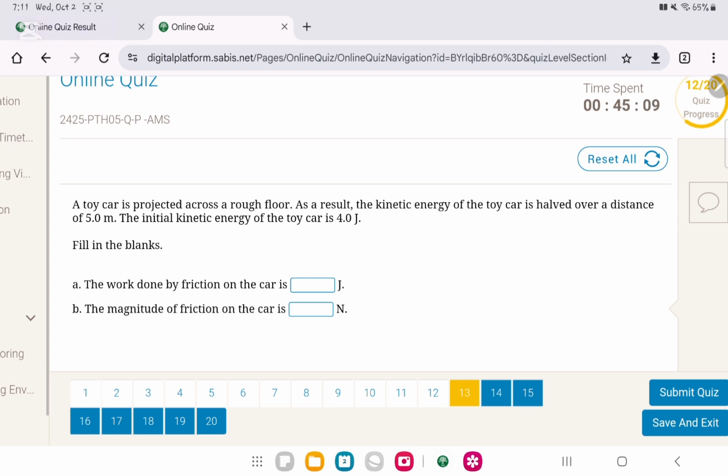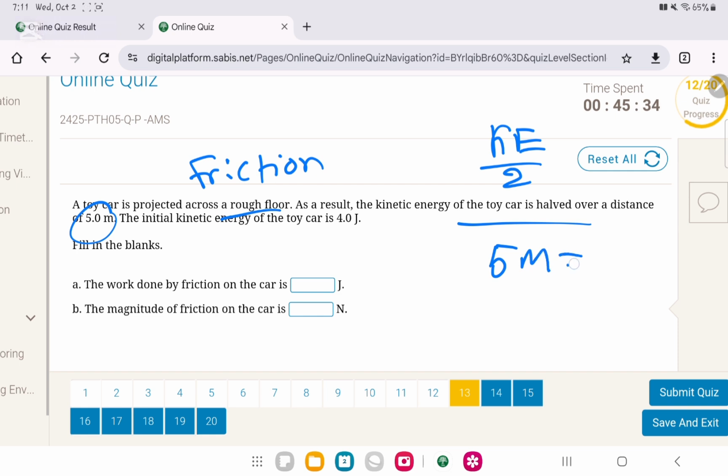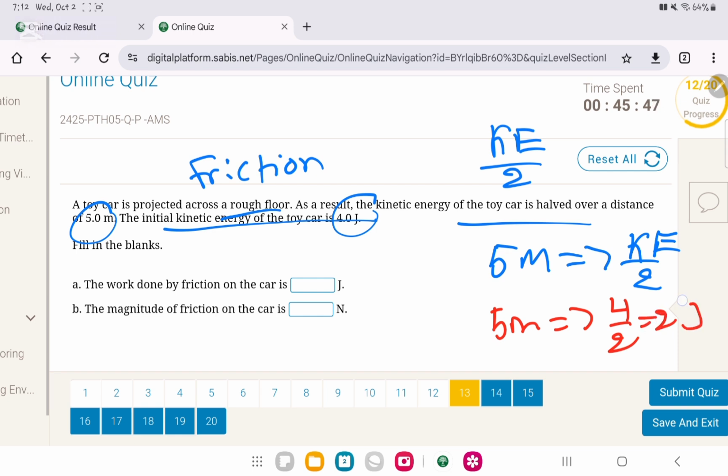Very important. A toy car is projected across a rough floor. There is friction. As a result, the kinetic energy of the toy car is half, so KE over 2, at a distance of 5 meters. So at 5 meters, it is kinetic energy over 2. They're saying the initial kinetic energy of the car is 4 joules. So at 5 meters, the kinetic energy is going to be 4 over 2, which is 2 joules.